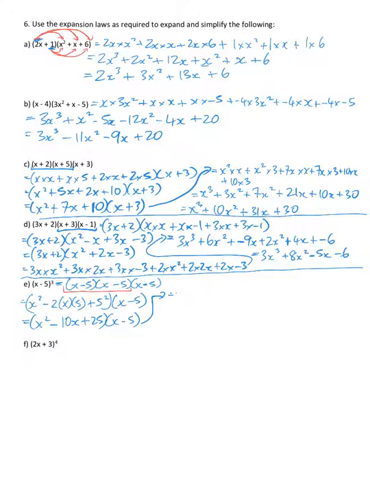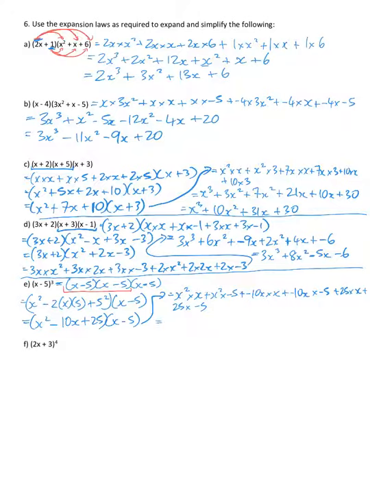So multiplying out all the terms: x squared times the x in the second set, plus x squared times the negative 5 in the second set, plus negative 10x times the x in the second set, plus negative 10x times the negative 5 in the second set, plus the 25 in the first set times x, plus the 25 in the first set times the negative 5 in the second set.